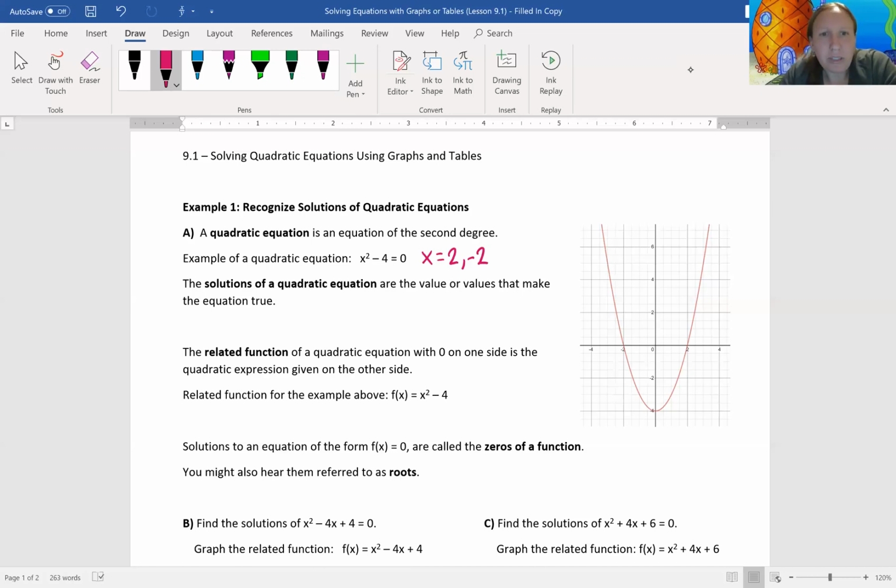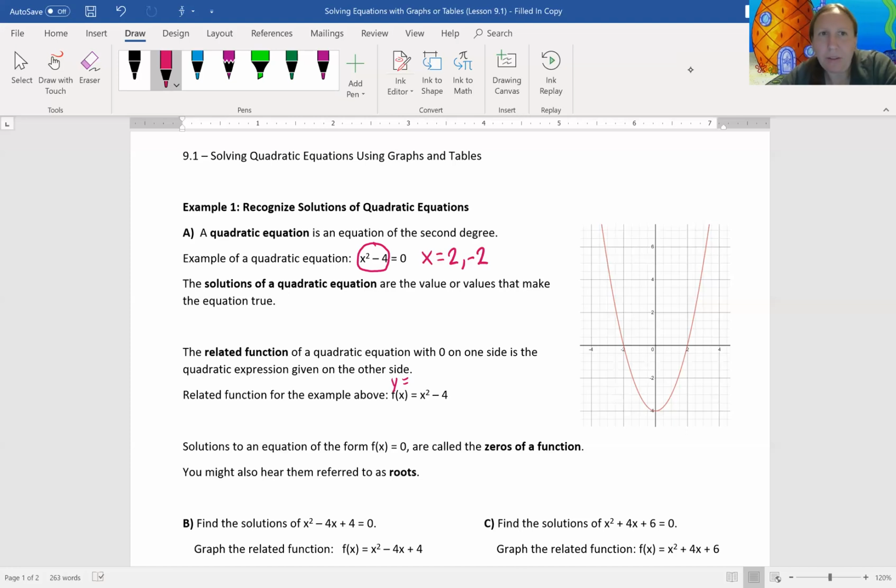We could fix that. But in order to look at a related function, it has to have that 0 there. So we're going to look now at that expression on the other side. That x squared minus 4, we're going to take that, and now we're going to say f of x equals x squared minus 4, or y equals x squared minus 4. This is the related function we're going to look at because, like I said, that x squared minus 4 had equaled 0. And I have included the graph of x squared minus 4 over here.